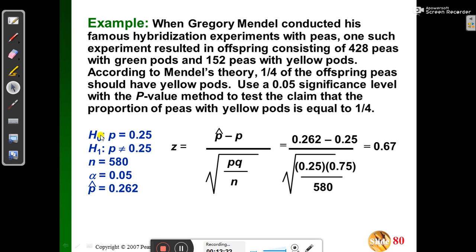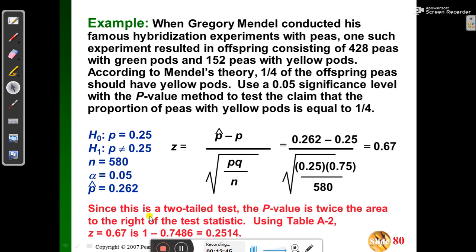So our null hypothesis is that p equal to 0.25, and the alternative hypothesis is that p is not equal to 0.25. Our number of samples is 580 and our significance level is 0.05, and the sample proportion is 0.262. If we put those values here, we can find the z value as 0.67. Since this is a two-tailed test, because we are going on both sides of the equal symbol of the null and alternative hypotheses, that is why this is a two-tailed test.